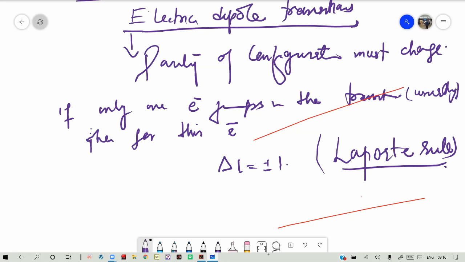So parity of configuration means that delta L changes by plus 1 or minus 1. Earlier we have L some value, it will change by plus 1 or minus 1 after a transition happens. So earlier it was some p electron, now it can go to d, or from s to p. So the electronic configuration changes, and when one electron jumps, delta L should be equal to plus minus 1.